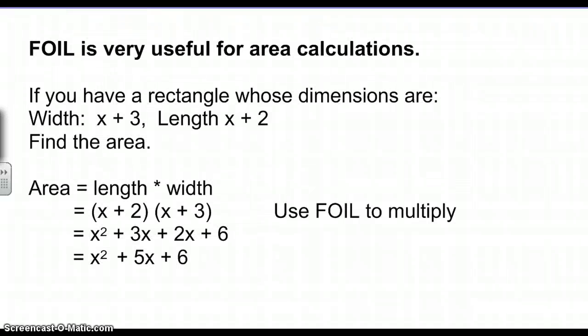FOIL is really useful for area calculations. For example, if you have a rectangle whose dimensions are a width of x plus 3 and a length of x plus 2, you could find the area by multiplying the length times the width. That's x plus 2 times x plus 3. And when you use FOIL to multiply, you're going to get x squared plus 3x plus 2x plus 6. And that's x squared plus 5x plus 6.